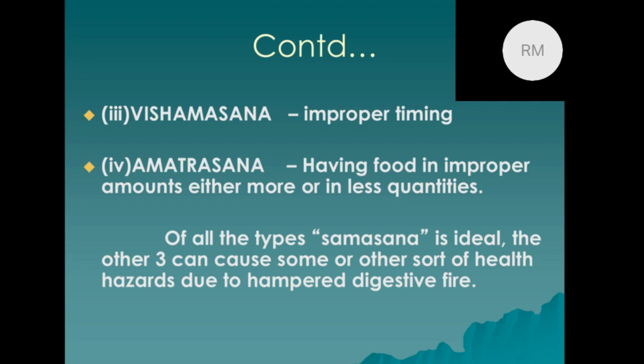And then if you're not careful about bringing variety in your diet, in this webinar, we are talking about conceptual aspects of a balanced diet. In the next webinar, we will see how to balance diet in terms of food items. Like over the period of a year, we have to make sure that we take enough of different types of food articles. Unless all types of food articles you use in sufficient quantity, your nutritional requirements cannot be met. So that is Amatrashana, or having food in improper quantities.